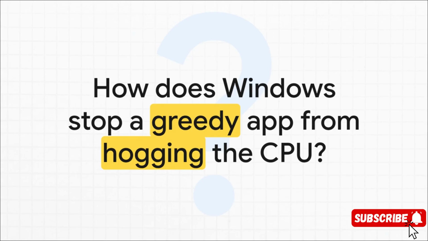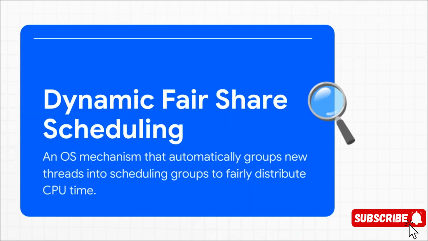So how does Windows stop that one heavy-duty process from just taking over and bringing the entire system to its knees? The solution is a really elegant system called Dynamic Fair Share Scheduling, or DFSS. The best way to think about it is that the OS acts like a very strict, but very fair, manager who's handing out a budget of CPU time. DFSS automatically groups related tasks together, and then it makes absolutely sure that no single group can just monopolize all the processors, leaving nothing for anyone else. It's all about enforcing balance.